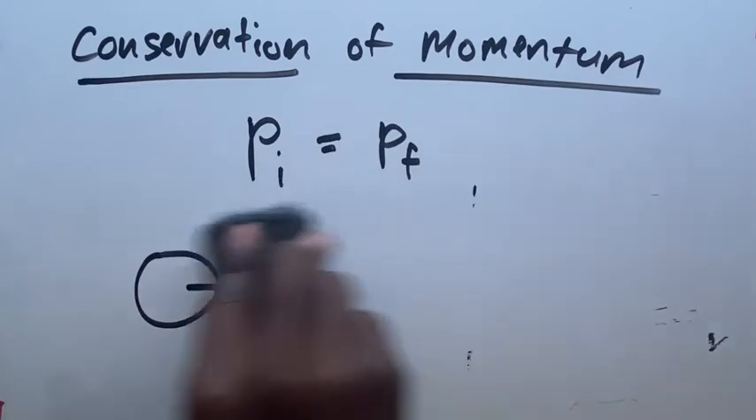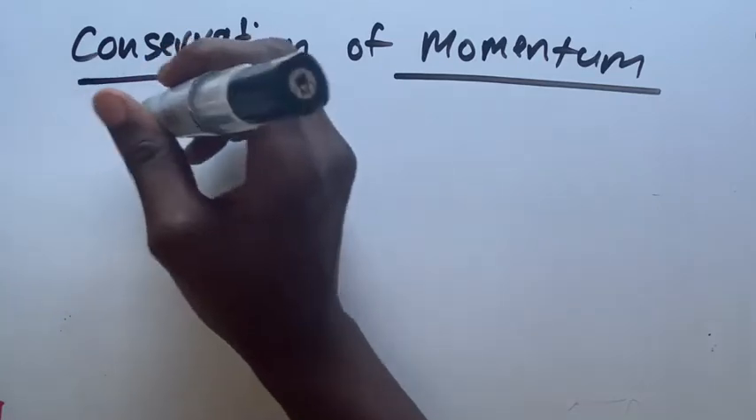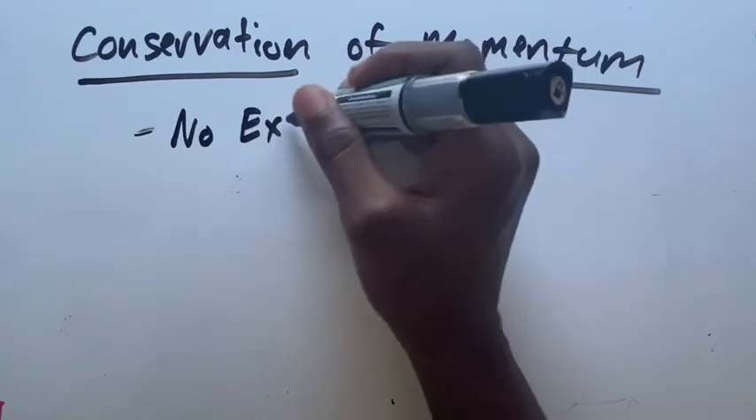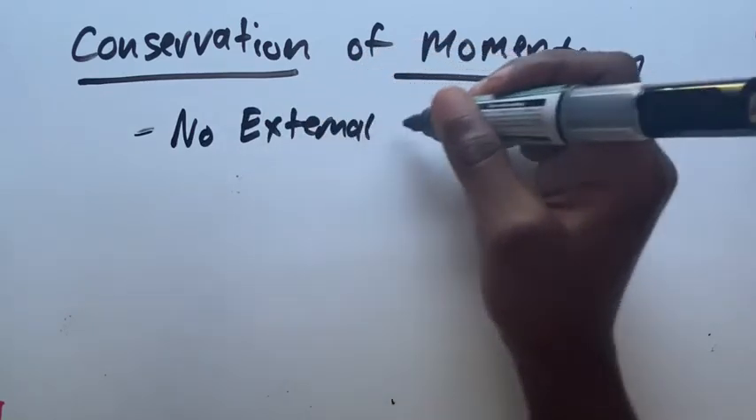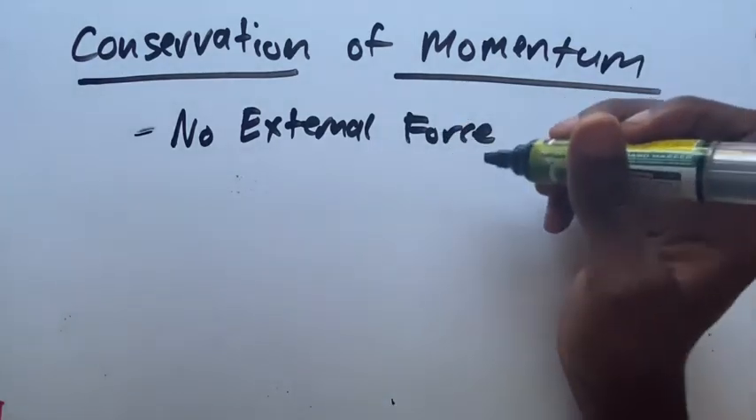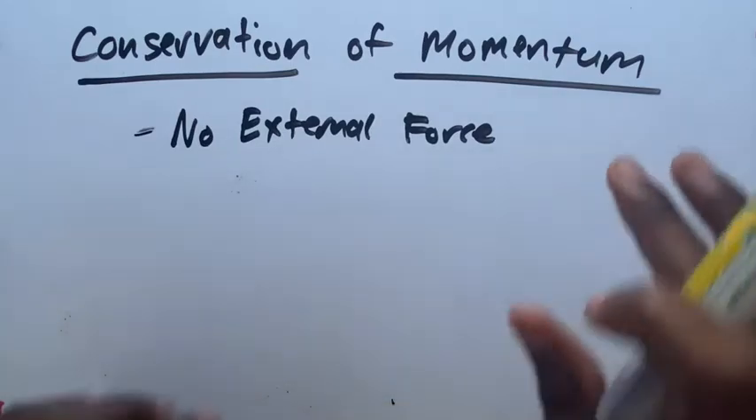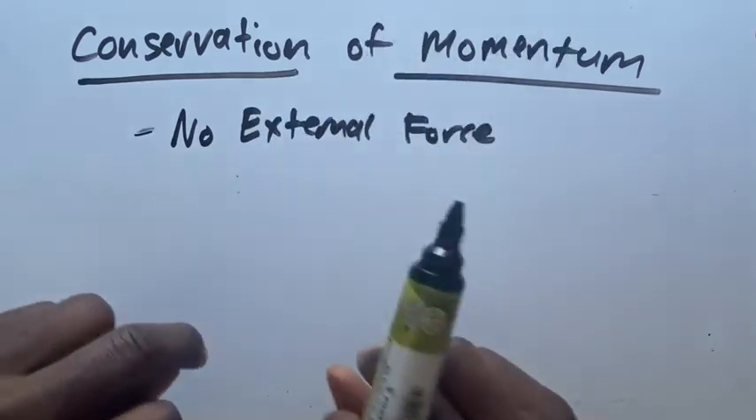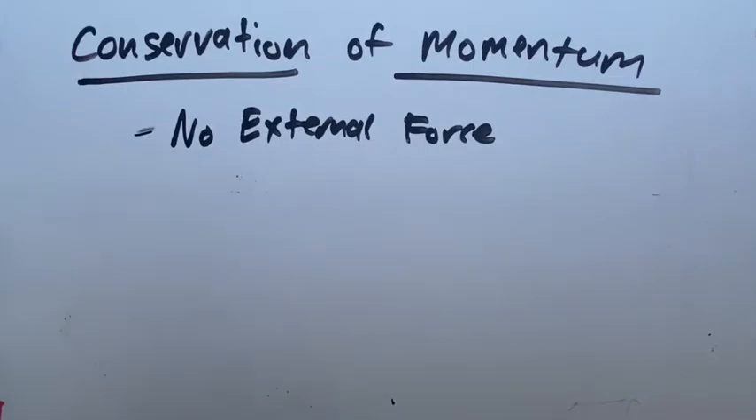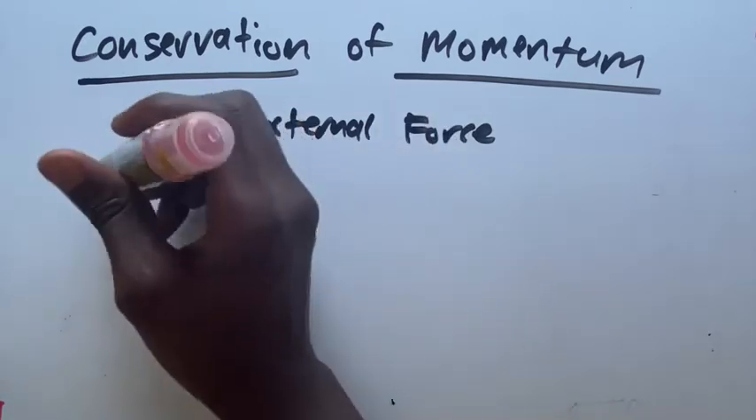Now, under what conditions is the momentum conserved? Well, it's conserved when there is no external force. So whenever there's no external forces, we can say the momentum is conserved. So now let's talk about collisions, because there's two types of collisions we could talk about whenever we discuss conservation of momentum.